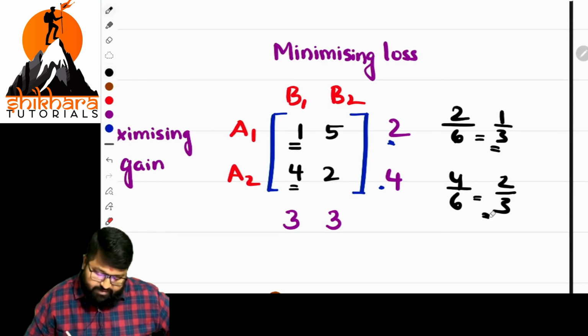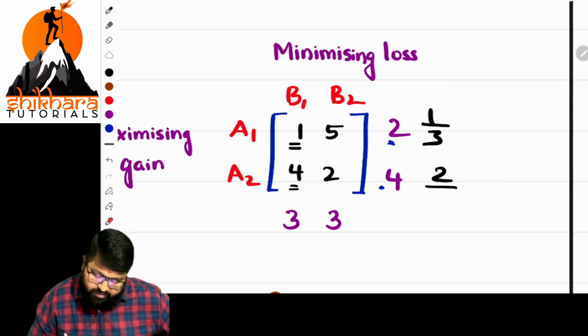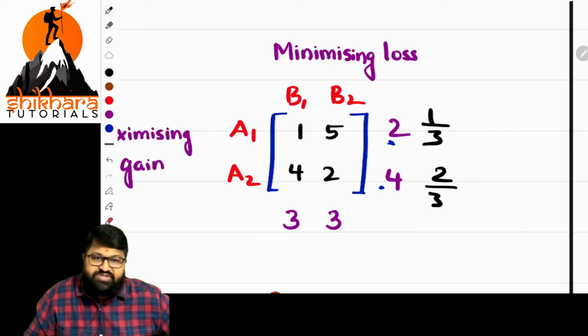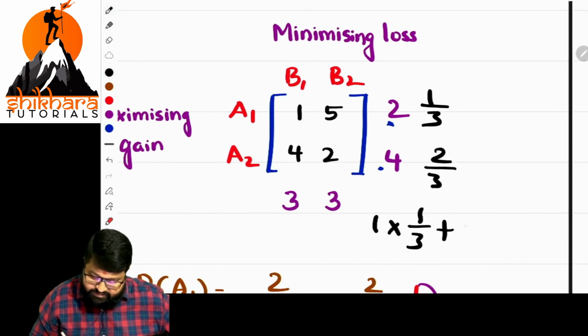Am I clear? So if I'm clear, I'm writing this one: 1 by 3, 2 by 3. And here you can either simplify or go with the straight one. Then the value will be 1 into 1 by 3 plus 4 into 2 by 3. This is the value of the game.